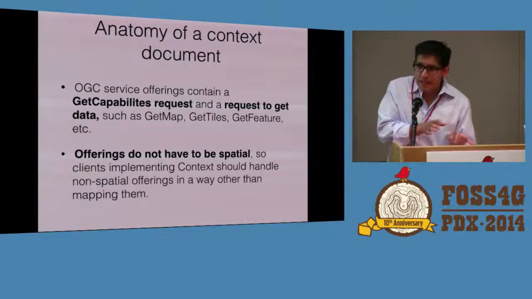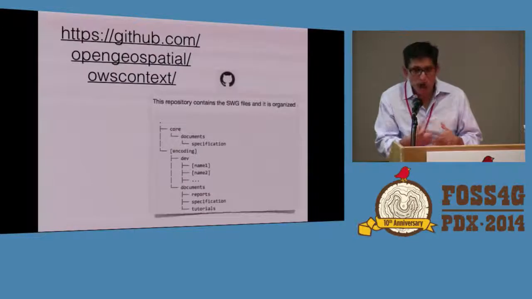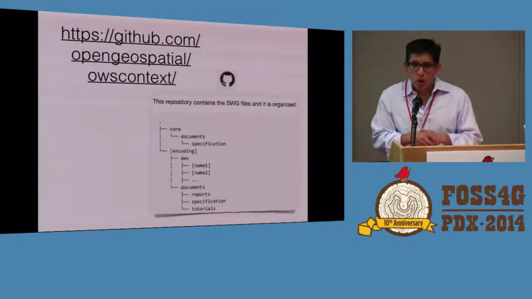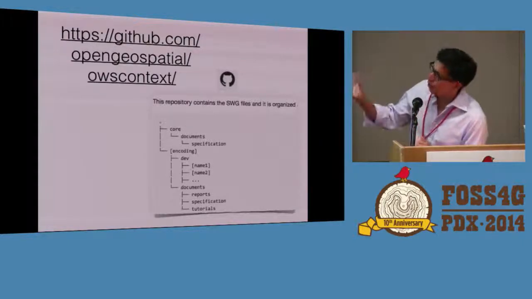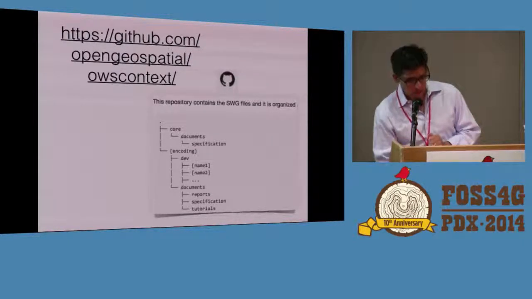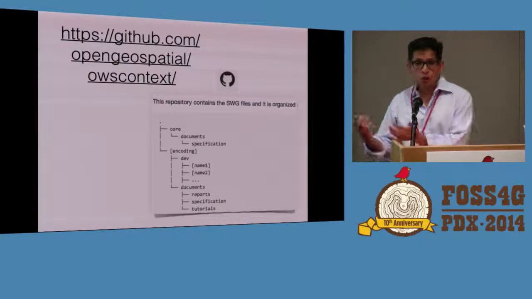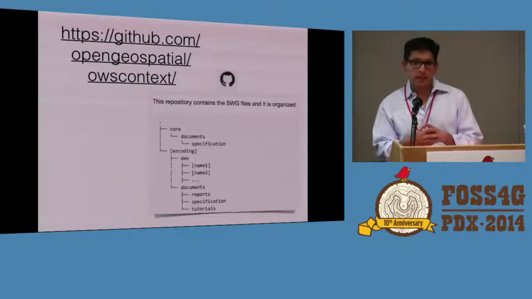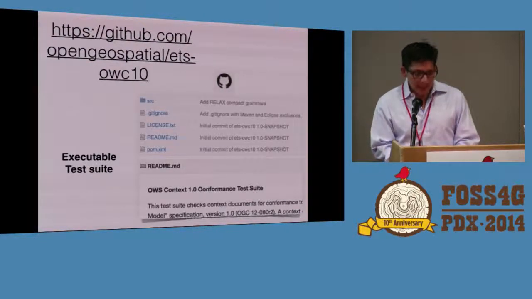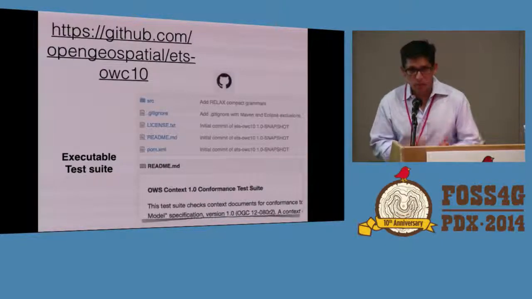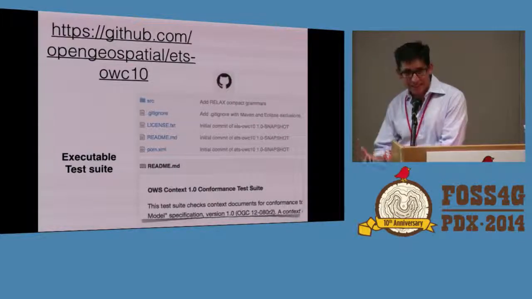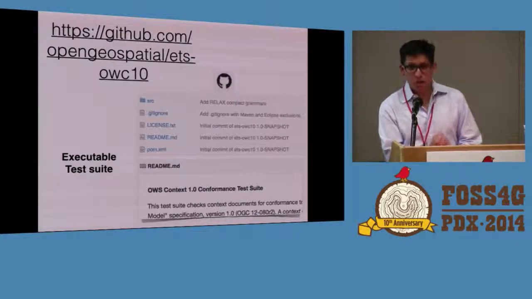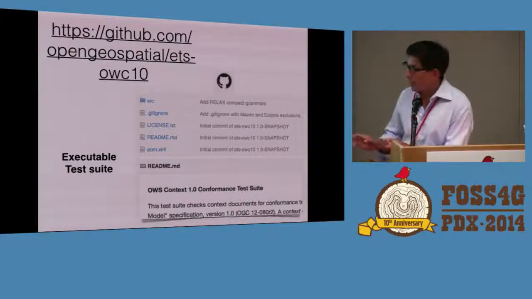Following also the same idea as how we are treating GeoPackage, OWS Context documents, examples, and tutorials all live in GitHub. So you are also welcome to go in, participate, comment, fork, make pull requests, do whatever you want. And the executable test suites, because we need those to provide the testing in the web testing facility and also for organizations that want to get certified, also live in GitHub.